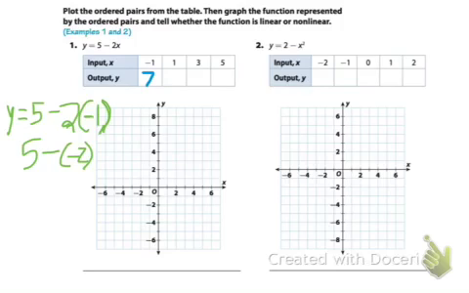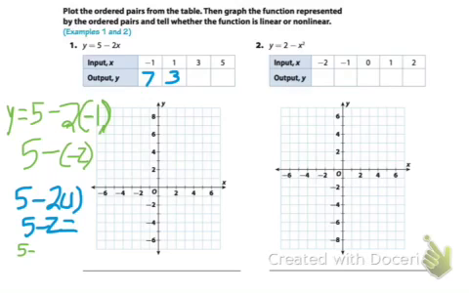Next one, what about when it's 1? So we plug in 5 minus 2 times 1. So 5 minus 2 is 3. What about when the input is 3? So 5 minus 2 times 3, so that's 5 minus 6, which is -1. So when the input is 3, the output is -1.